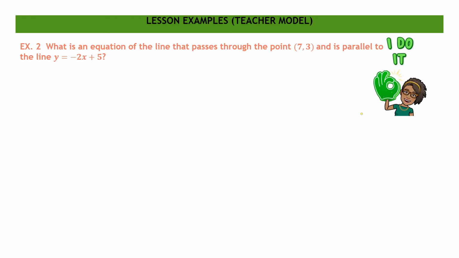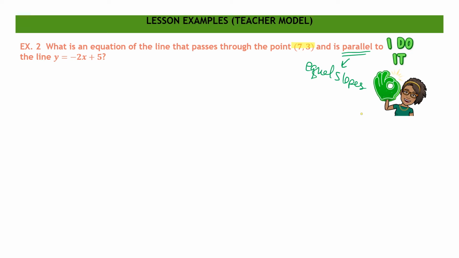So we're going to do one more example of writing equations of parallel lines. Example 2 says, what's an equation of the line that passes through the point (7, 3) and is parallel to the line y = -2x + 5? So once again, we're looking for a line that's parallel to it. So we know that it has to have equal slopes. Remember, parallel means equal slopes.